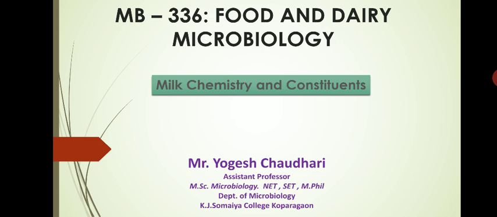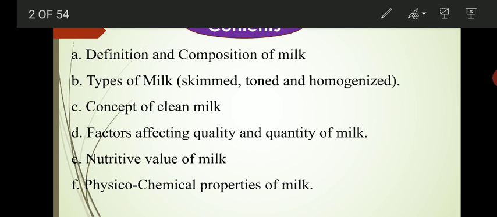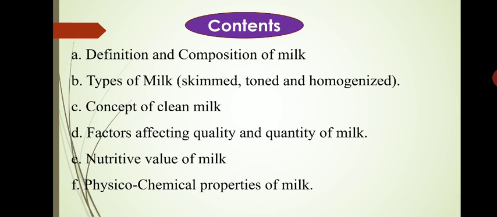So let's start with this unit, that is milk chemistry and constituents. In this particular unit, we're going to study first the definition and composition of milk. Then we'll study different types of milk, like skim milk, toned milk, as well as homogenized milk. Then we'll study the concept of clean milk, what is clean milk, how it is prepared. Then we'll study factors affecting quality and quantity of milk. This is again an important part of this unit, which factors affect quality as well as quantity of milk.